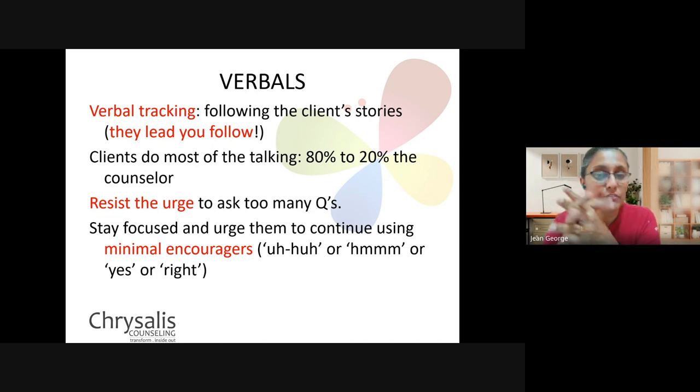Another thing that you can focus on is to use minimal encouragers. When your client is narrating a big story to you, rather than cut them off at every point, the idea is to continue to say, so they're called minimal encouragers. So you are urging them to continue their story, to continue what they would like to say through these things. And these are what we call verbal encouragers. Okay.